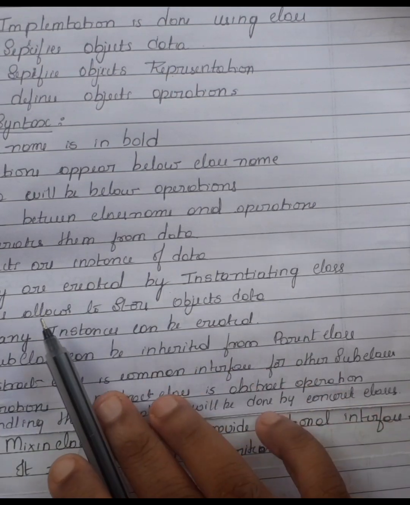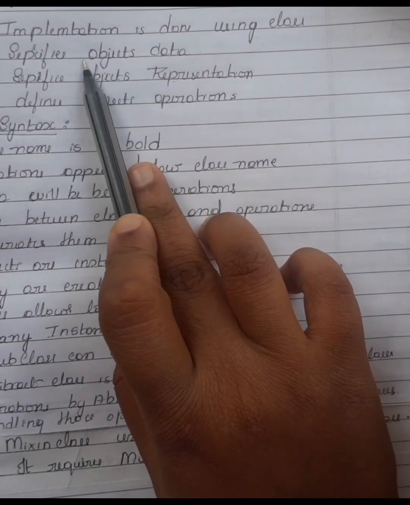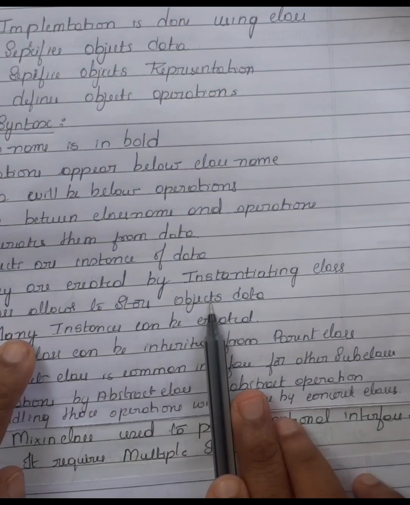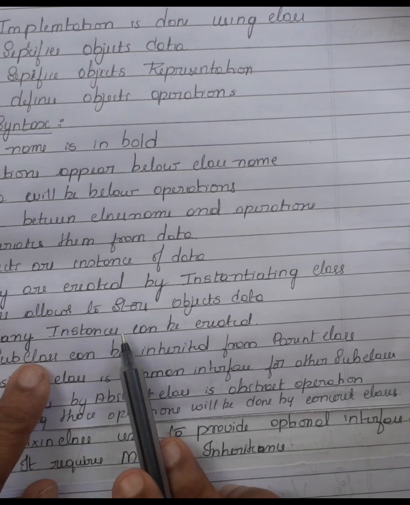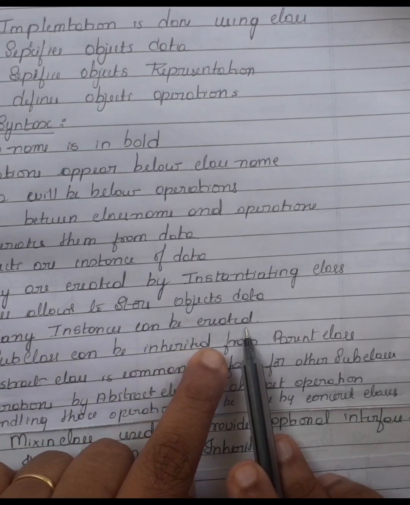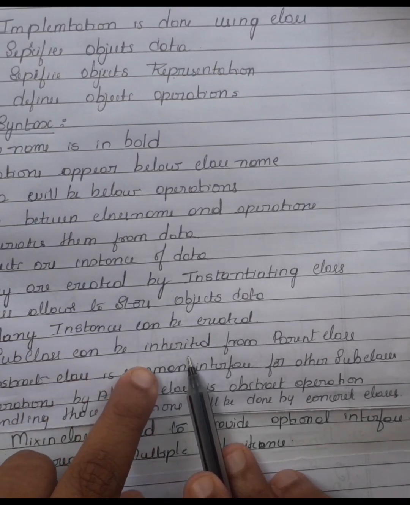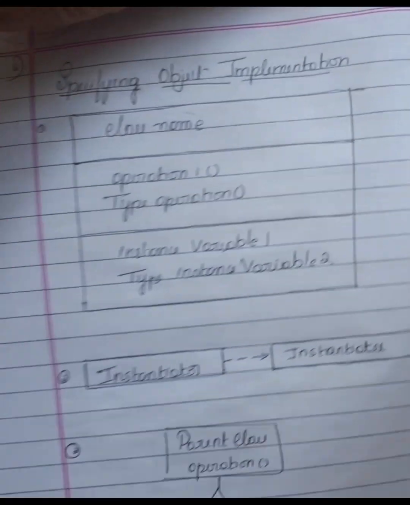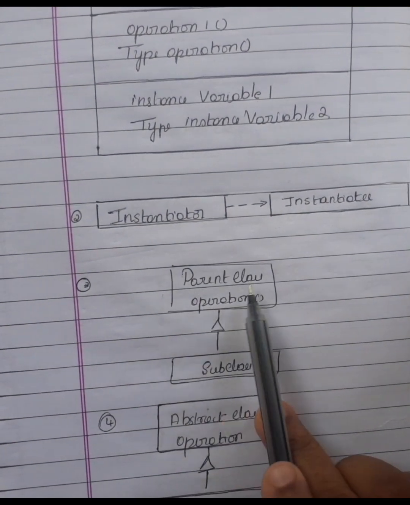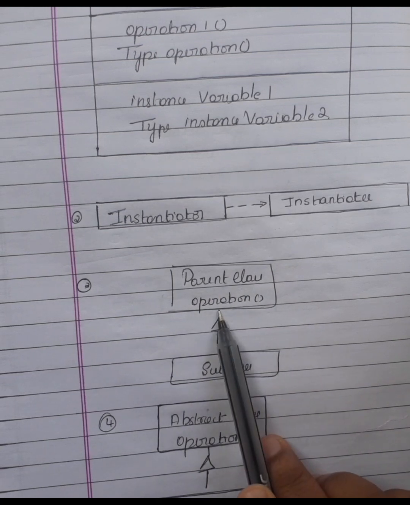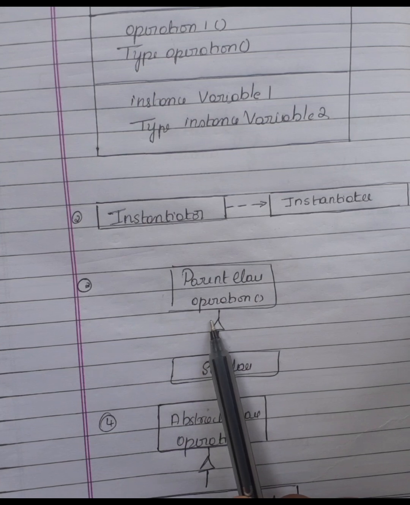Okay, a class allows us to store the object's data. Here, the object's data, the same point but written in another way. Many instances can be created from the class. Subclasses can be inherited from the parent class. So in this diagram, there is a parent class with an operation, and there is a subclass inheriting the properties from the parent class.